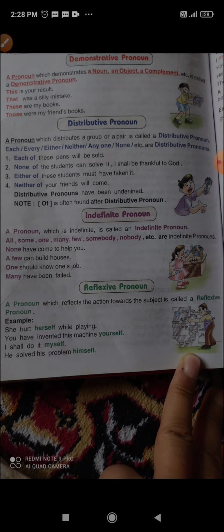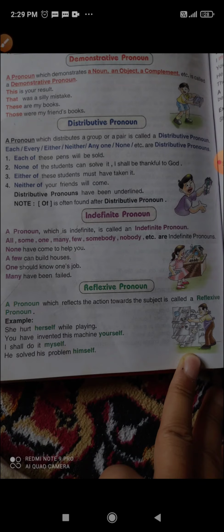Either of these students must have taken it. Either means talking about two students, and either of these is supposed to have taken that very thing. It's referring to something that's not being indicated, so it's a distributive pronoun, making a clear-cut demarcation and distribution. Neither of your friends will come.